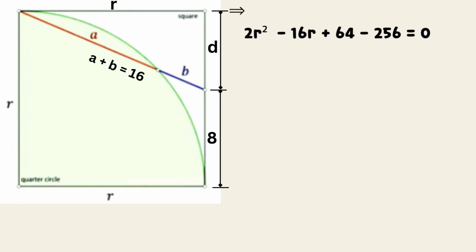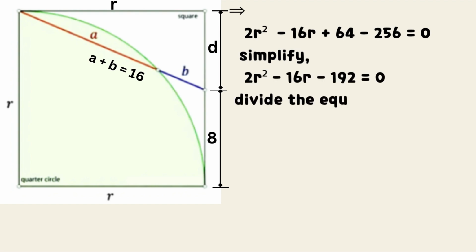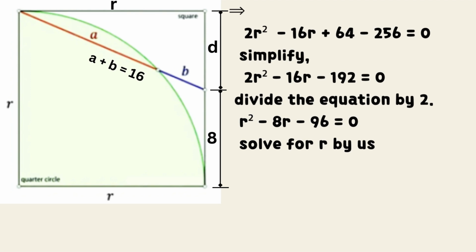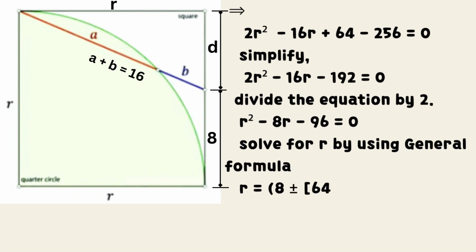We now have an equation in R as shown on the screen. Simplify further to have new equation in R. Divide the equation by 2 and we have that the square of R minus 8 times R minus 96 equals to 0. Solve for R by using general quadratic formula. And we have unsimplified numerical values of R as shown on the screen.